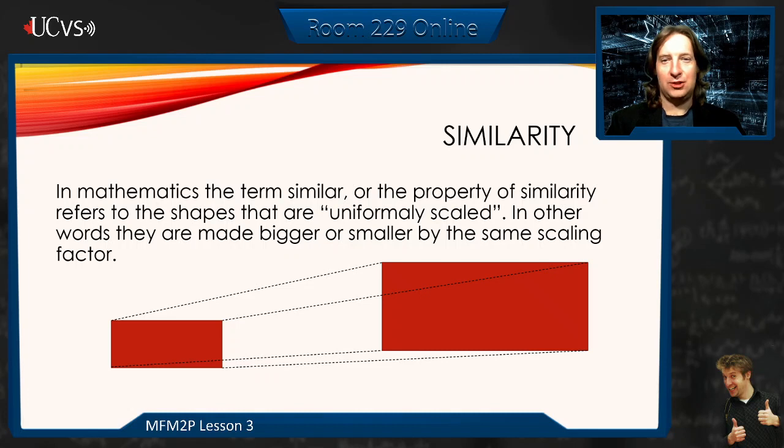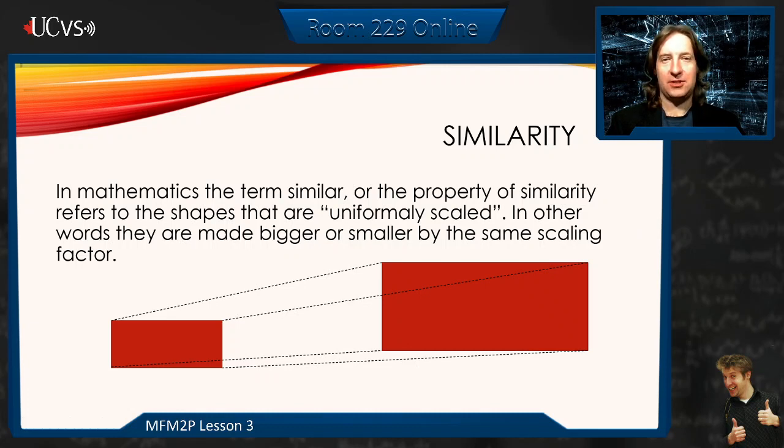I'm not zooming in on just a certain part. I'm not changing the proportions of the thing. I'm not making it skinnier or taller. All the angles are still 90. It's still a rectangle. All the angles are staying the same. Okay? And that's called similar.